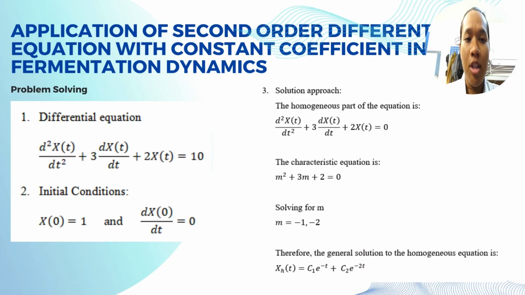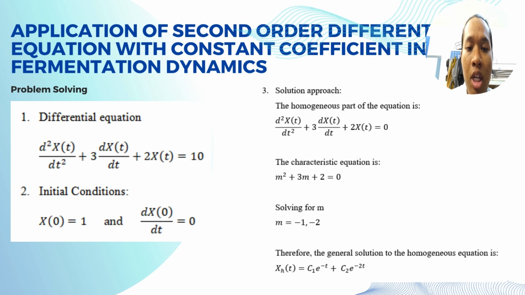Assalamualaikum warahmatullahi wabarakatuh. Next, I will present the application of second order differential equation with constant coefficient implementation. So we need to know the steps of problem solving. First, we have the differential equation, which is d squared x(t)/dt squared plus 3 dx(t)/dt plus 2x(t) equal to 10. And the initial conditions that are given are x(0) equal to 1 and dx(0)/dt equal to 0. First, we need to convert the homogeneous equation into the characteristic equation, which is m squared plus 3m plus 2 equal to 0.